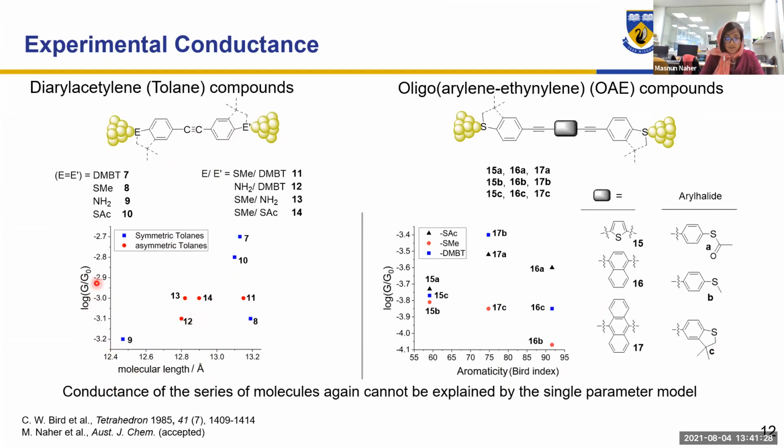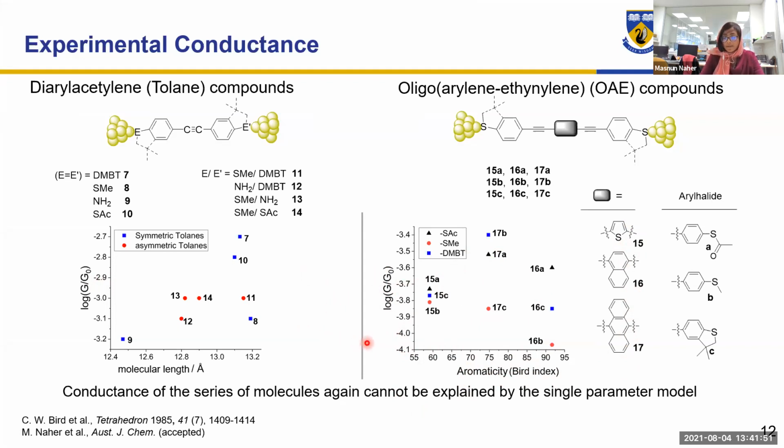And in the next oligoarylene ethylene series, we plotted conductance value against the aromaticity of the central rings. And again, aromaticity is also not following any trend with the conductance value. So this is telling us again that we can't explain these two series of compounds by any single parameter model.